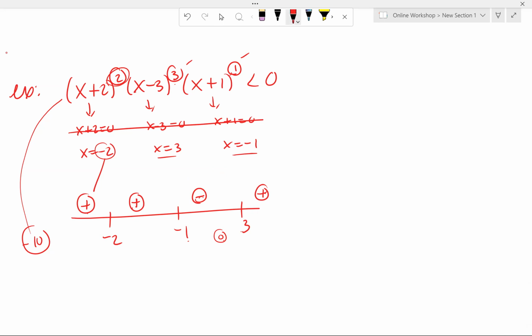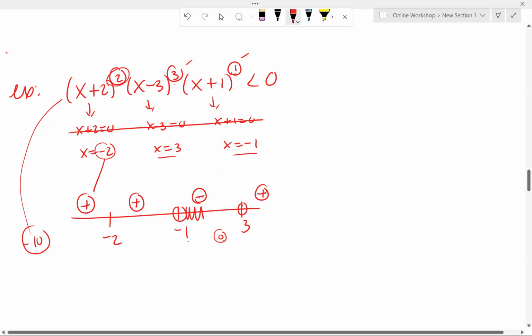Where am I less than? Open circles. Sorry about that. Left that out. Where am I less than 0? From -1 to 3. Okay.